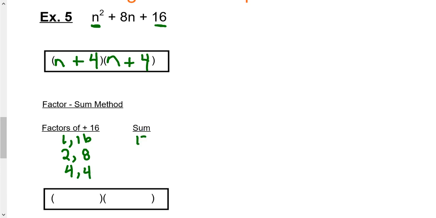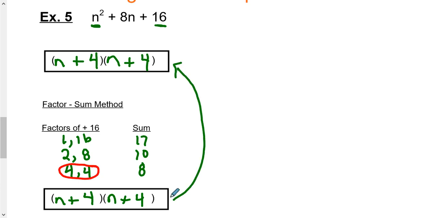1 plus 16 is 17. 2 plus 8 is 10. 4 plus 4 is 8. We're looking for our middle term right here, which is 8n, which is the 8. We see that the only ones that give us the 8 is 4 and 4. So then we just fill in our answer. We write the variable first. We know that both these are positive numbers, and we fill in the numbers for it. And as you can see, same answer. Same answer, different methods.